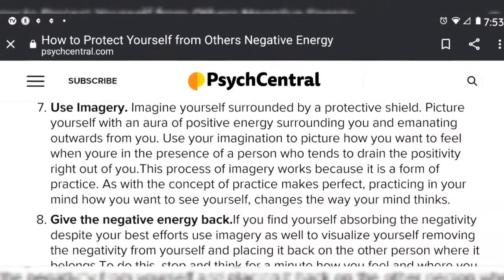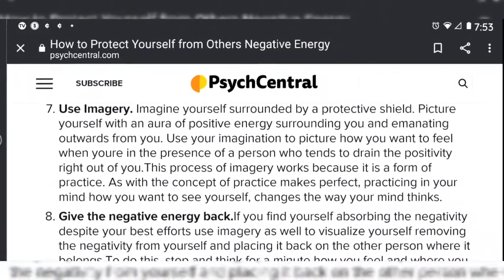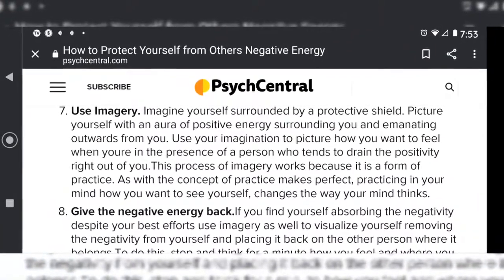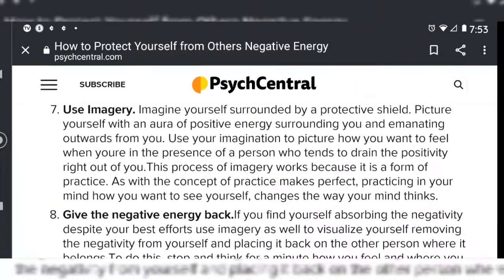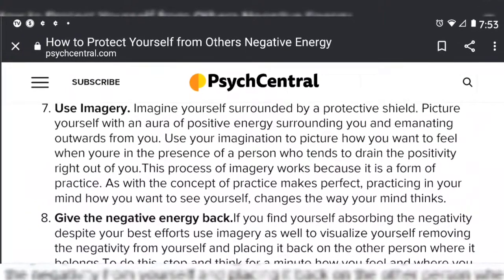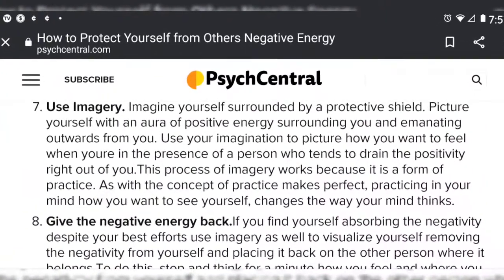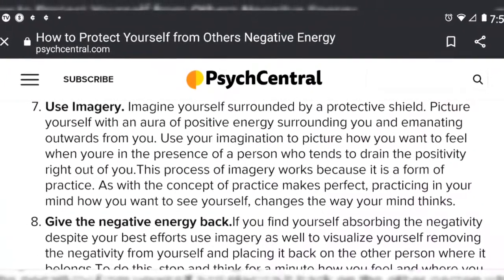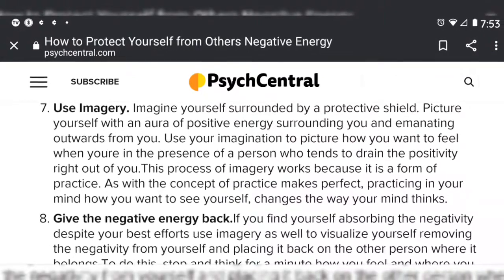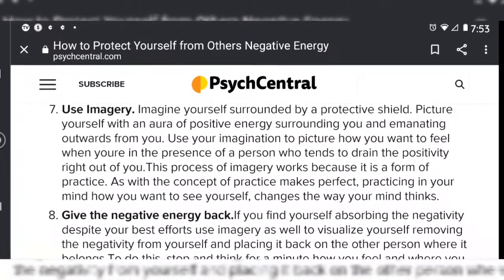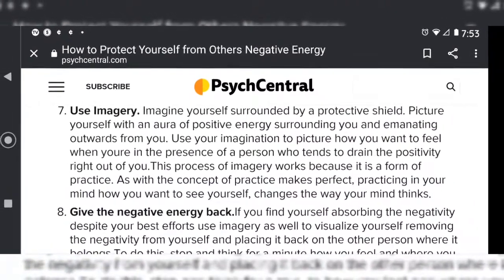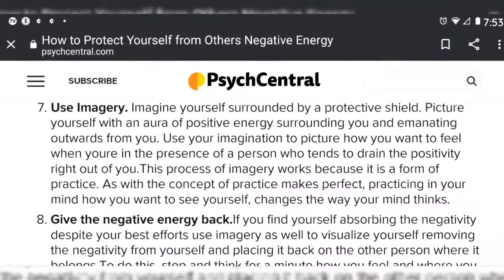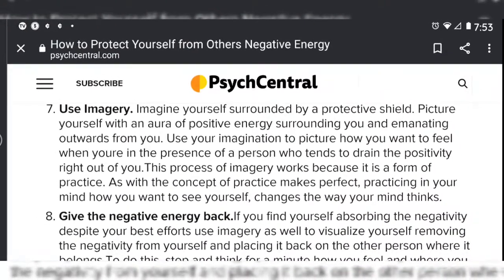This process of imagery works because it is a form of practice. As with the concept of practice makes perfect, practicing in your mind how you want to see yourself changes the way your mind thinks. Give the negative energy back. If you find yourself absorbing the negativity, despite your best efforts, use imagery as well to visualize yourself removing the negativity from yourself and placing it back on the other person where it belongs. To do so, stop and think for a minute how you feel, sort of like karma.